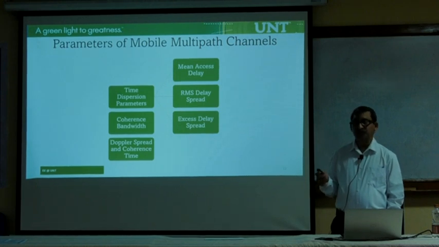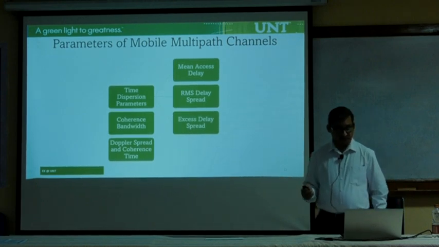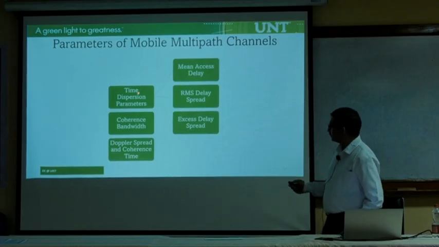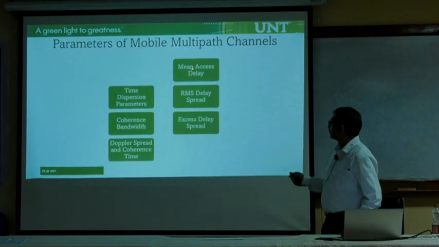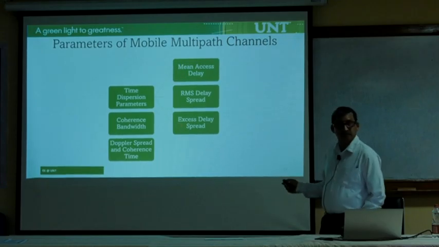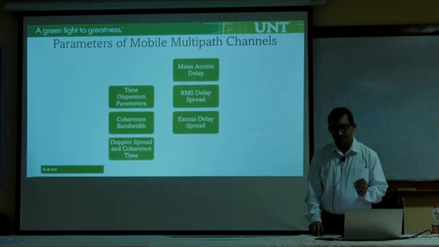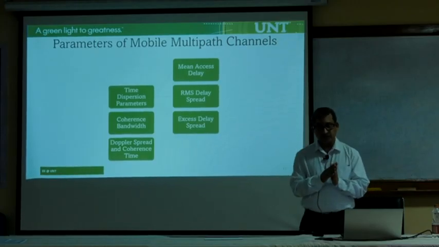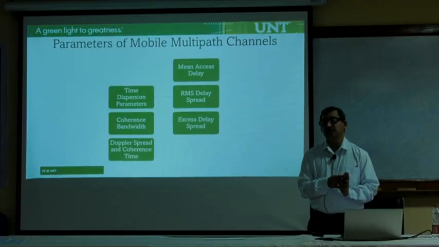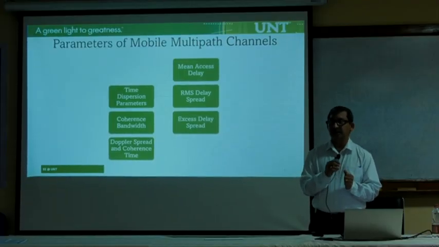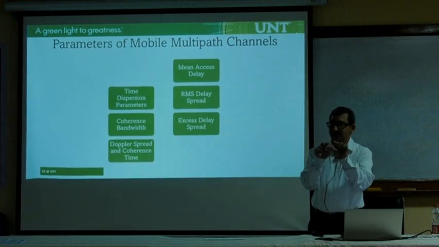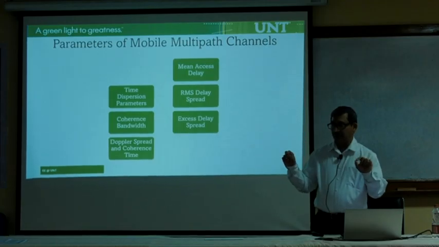The parameters that are of interest in a channel model. So in general, these are the time dispersion parameters, which include mean delay. Basically, they're all about delay. Truly speaking, you can understand the delay simply by looking at the time at which the main signal or the line of sight signal arrived, and then the last non-line of sight signal arrived. So that is what is called the maximum delay.